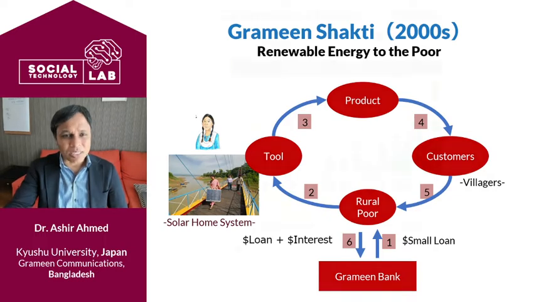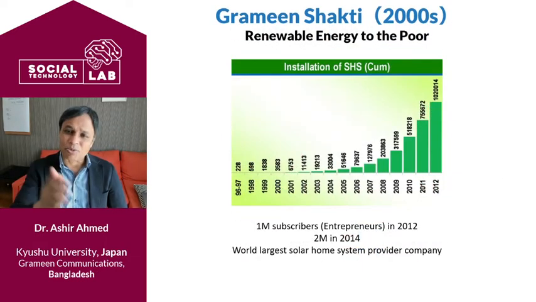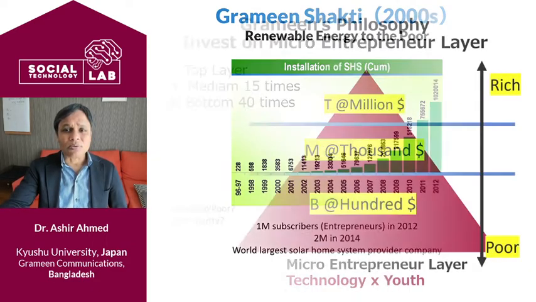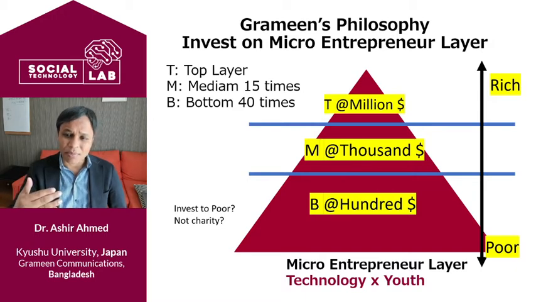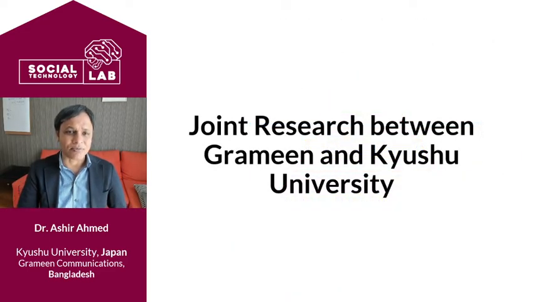So this is how it worked, and if you look at the success story, this exponential growth: in 2012, they reached 1 million subscribers. In 2014, they hit 2 million subscribers and became the world's largest solar home subscriber at the time. So in conclusion, Grameen invested in the BOP people, or the poor people, and they thought it's not only the charity way, it's in a business way. You do a business, but at the same time you solve a social problem. So this is how Grameen organizations gave a lesson and created a lot of examples for us.